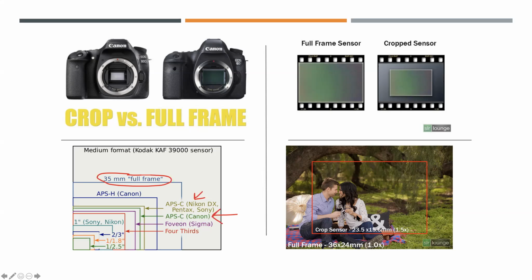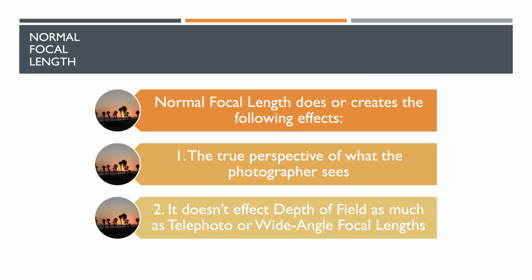That's basically what it means when they say it's a cropped sensor. Because if we're both shooting at 50 millimeters, then your view is cropped. So if you want to get the same view as me on a full frame, you need to shoot at 32. Then you would also get this entire scene from edge to edge. Normal focal length creates the following effects. It's the true perspective of what the photographer sees, and it doesn't affect depth of field as much as telephoto or wide-angle focal lengths.